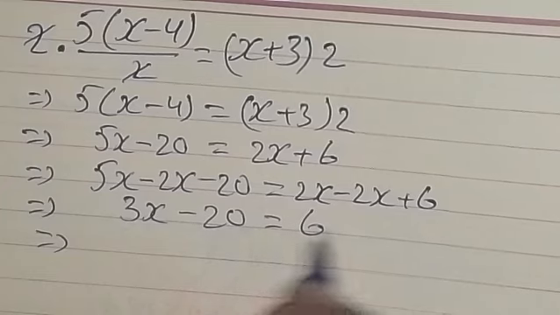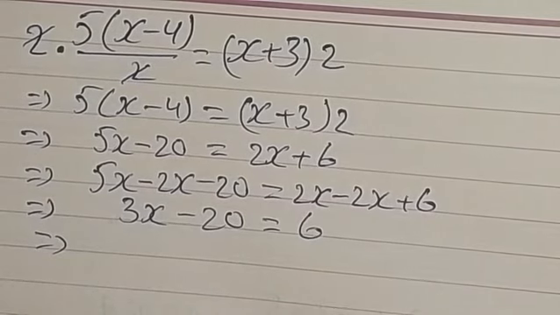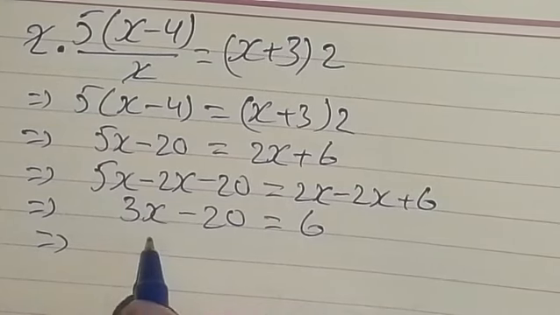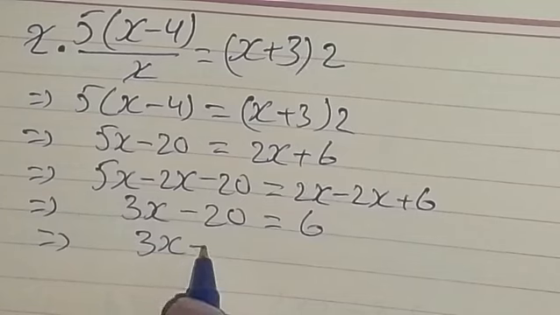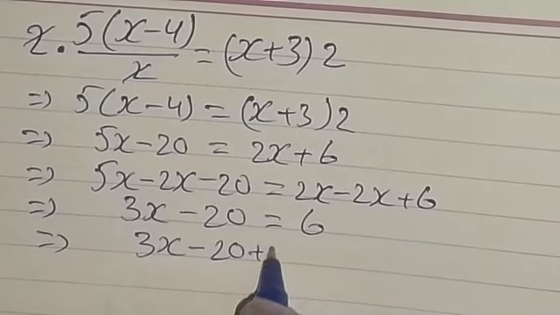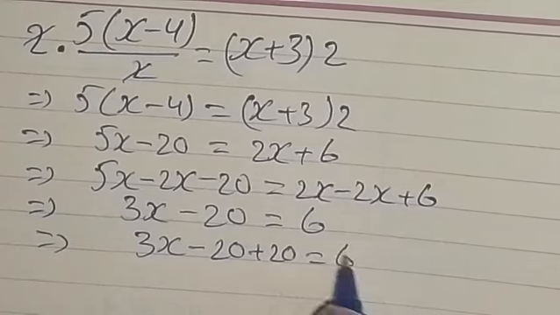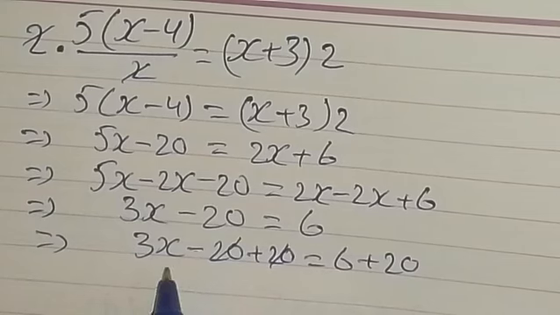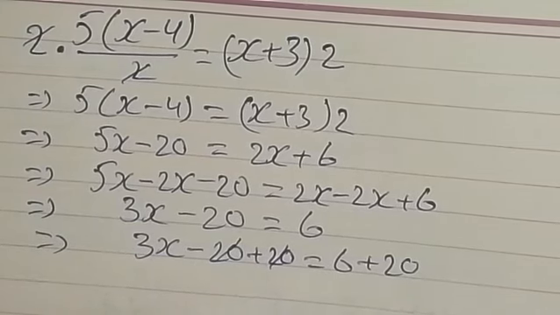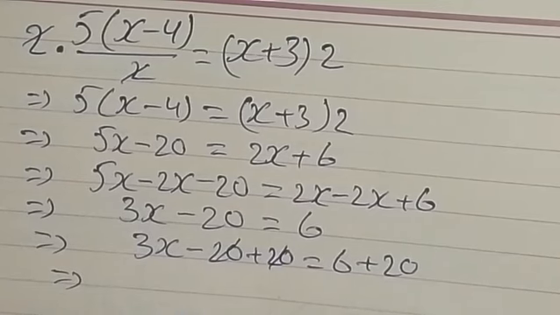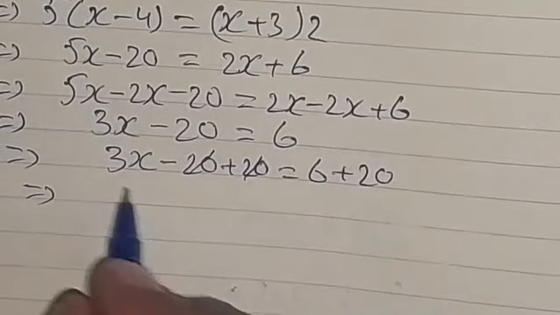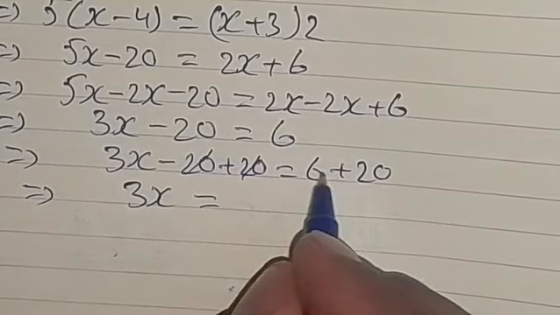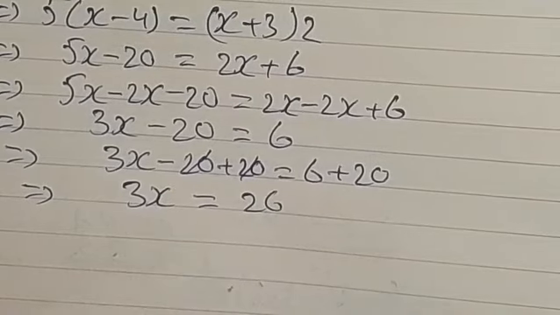Now we add 20 to both sides to find the value of x. So 3x minus 20 plus 20 equals 6 plus 20. This minus 20 cancels with plus 20. So the equation becomes 3x equal to 6 plus 20, which is 26.